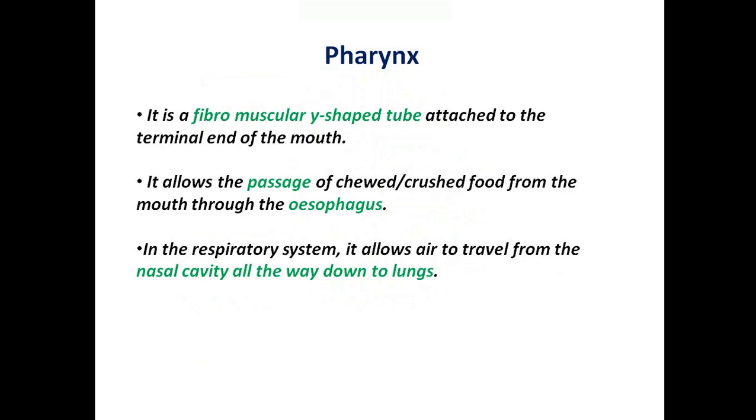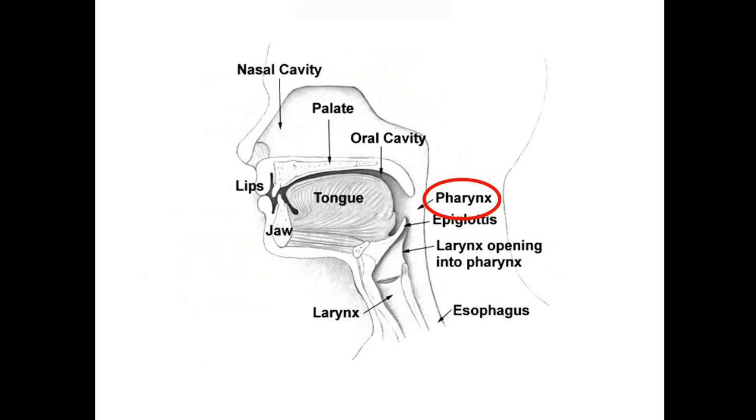Pharynx. It is a fibromuscular Y-shaped tube attached to the terminal end of the mouth. It allows the passage of chewed or crushed food from the mouth to the esophagus. In the respiratory system, it allows air to travel from the nasal cavity all the way down to the lungs. Here's a picture of the pharynx, encircled in red color.